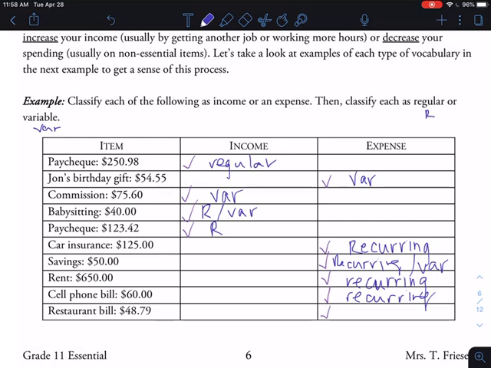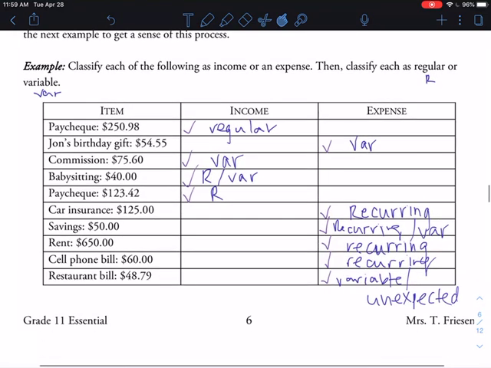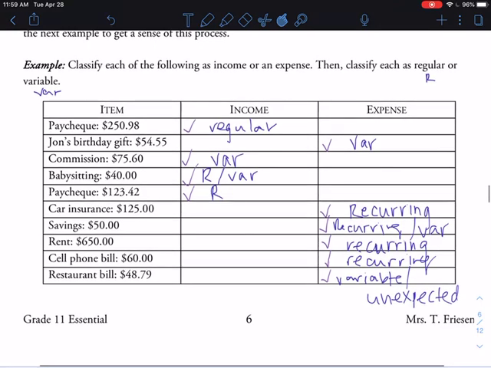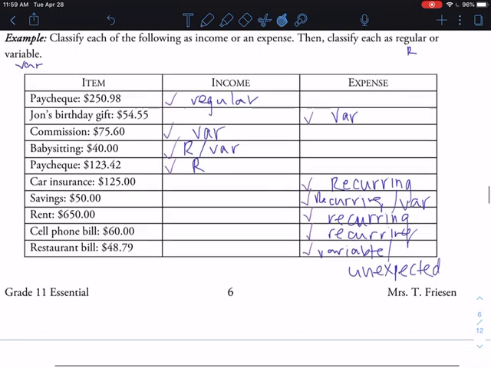And then a restaurant bill is either going to be variable or unexpected. Okay, so the reason for that is because you might go out to eat a lot, some people, and so that would make it a variable expense, because even if you go out to eat a lot, the amount is going to be changing all the time. But you also might not go out to eat a lot, some people don't, and so that would make it an unexpected expense. Okay, all right. Again, if you got confused about this whole thing, I'm sorry. That was not my intention at all. I should have rewritten the example. Please message me if you have questions.